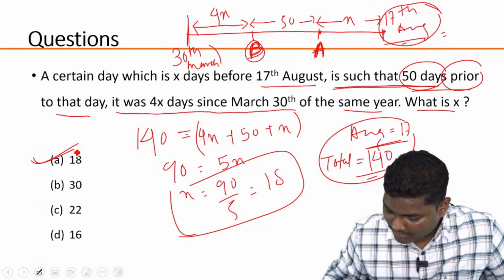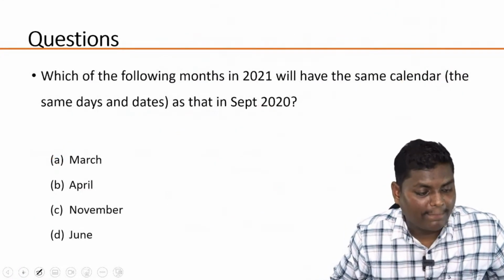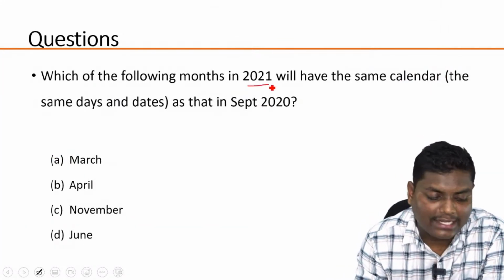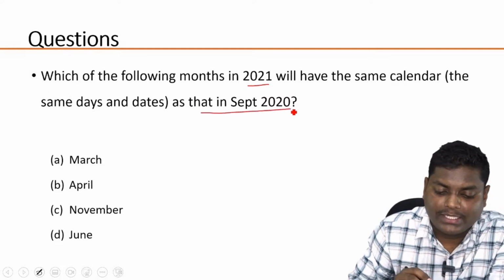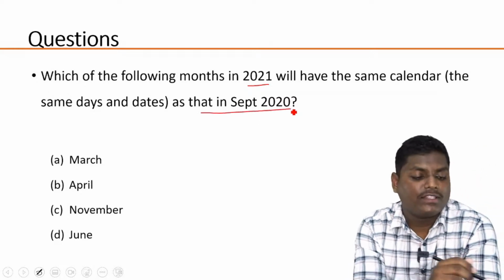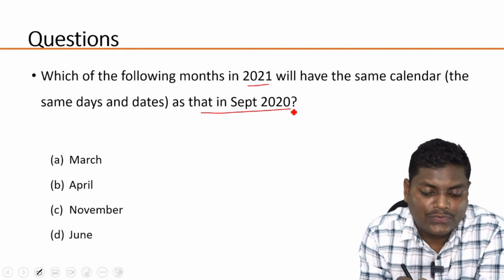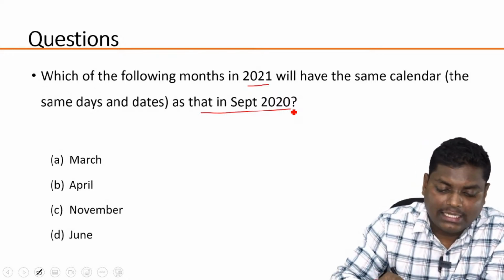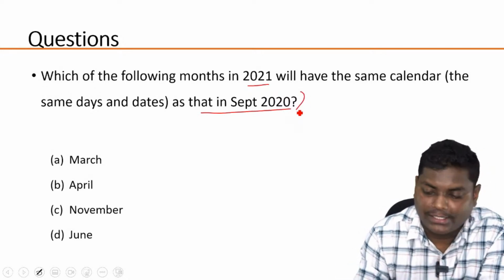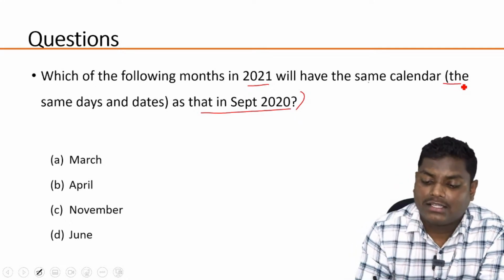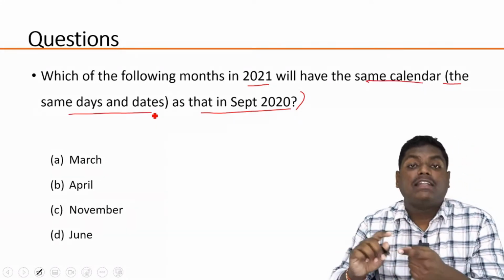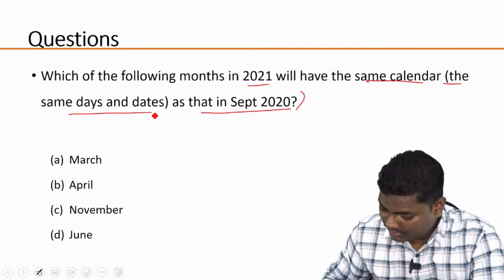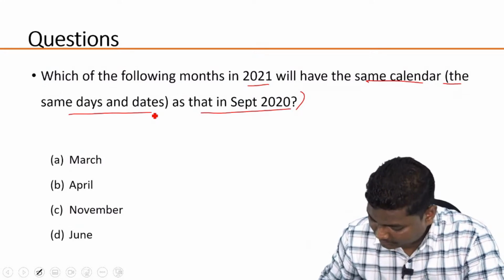Okay, moving to the next question. Which of the following months in 2021 will have the same calendar as that in September 2020? Try and solve this question. So same calendar means, it is important to understand, it will have the same day and the same date, and also the number of days in the month should be equal. Great, Rumi.